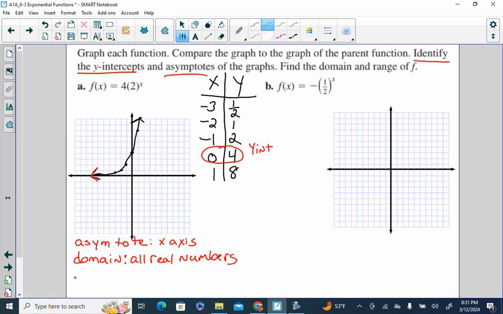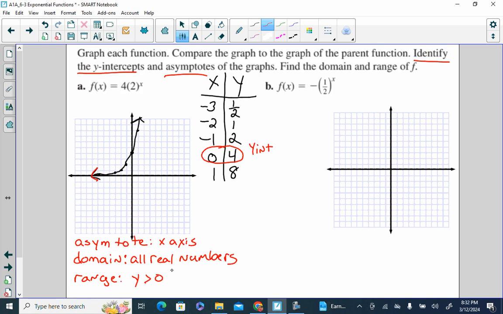Let's look at our range. When we look at the range here, our graph never gets to 0. It approaches the x-axis where y would be equal to 0, but it never actually gets to 0. And then it goes up forever, above 0. So your range would be y has to be greater than 0.